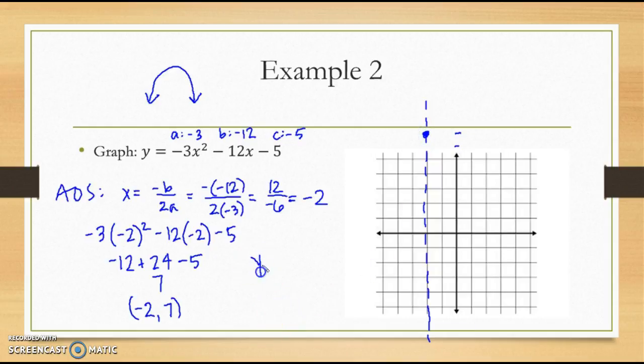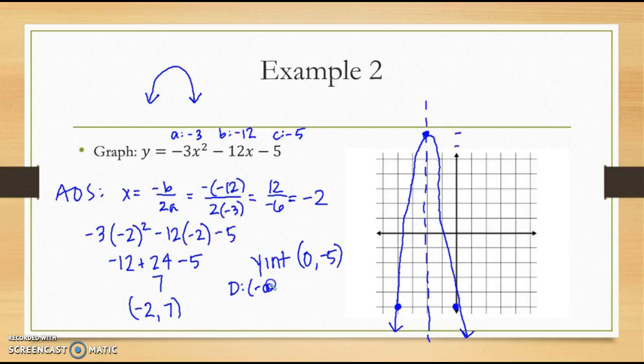And then I find my y-intercept, which is 0, c, which in this case is 0, negative 5. And now I want to reflect it to the left because I want to get on the other side of my axis of symmetry. So it's 2 away, so I'm going to go 2 on the other side. Okay, graphing quadratics is just a process, and that was a terrible parabola. But it's the same process every time. If it's in standard form, it's the AOS, plug it in, y-intercept, and reflect every single time.